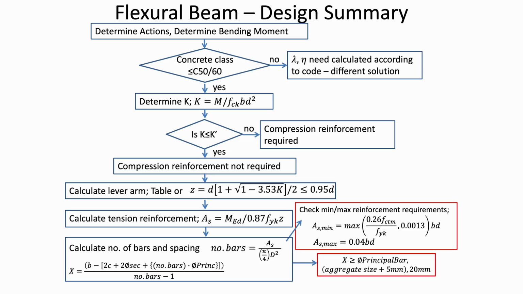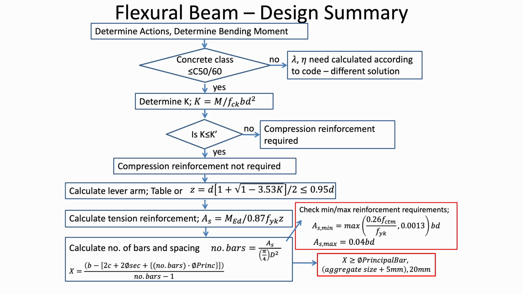Next, we calculate the non-dimensional parameter K. From the lectures, you'll recall that K tells us how heavily the section is stressed in bending. We then compare it to the limiting value K', which represents the maximum neutral axis depth before compression failure would occur. If K is larger than K', the concrete alone cannot carry the compression and compression reinforcement is required. If K is below this limit, the section can be designed as singly reinforced.